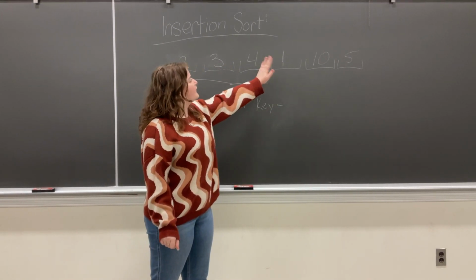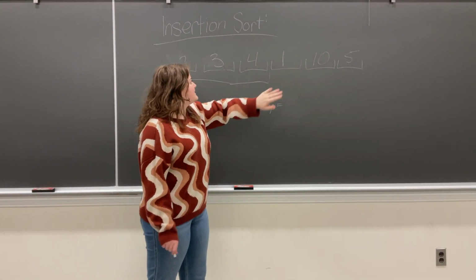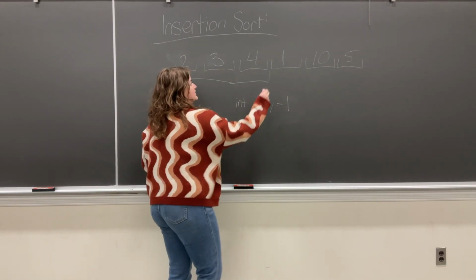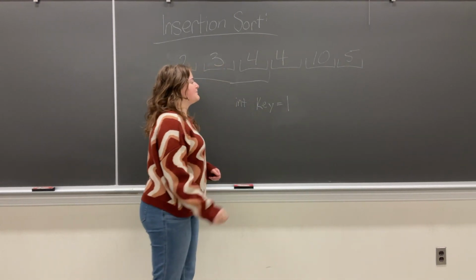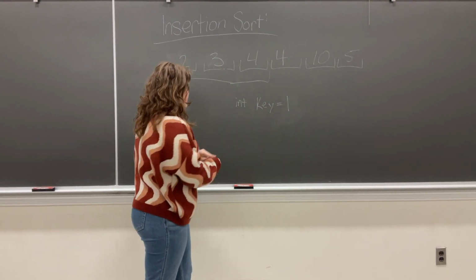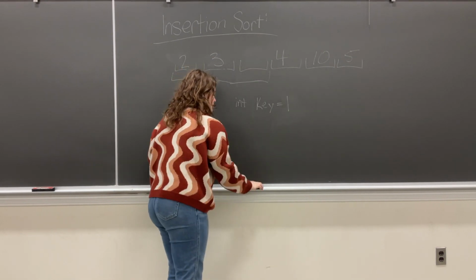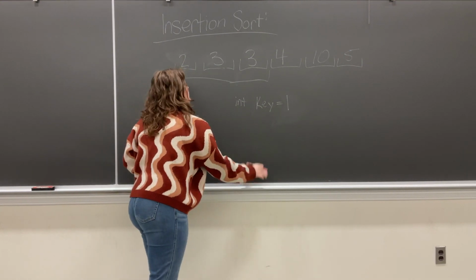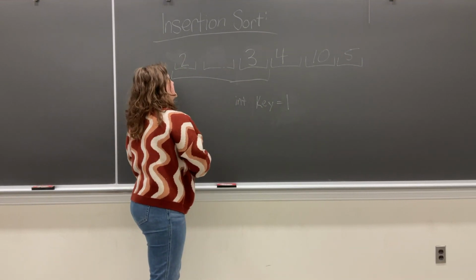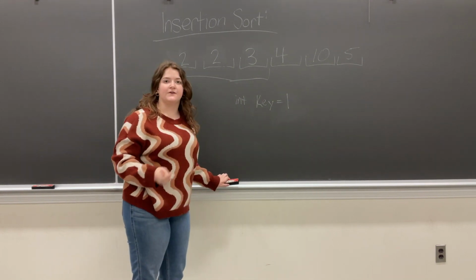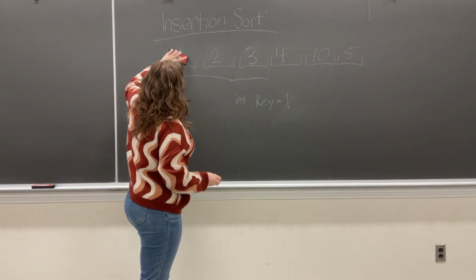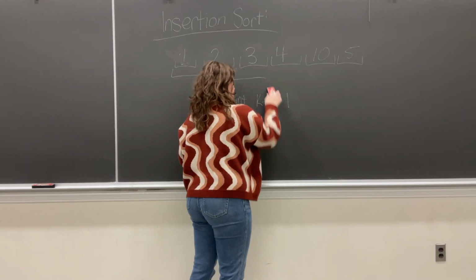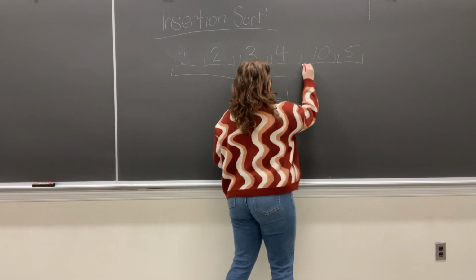Next, we look at the fourth element of the list, which is 1. We see 1 is less than 4, so we store 1 as the key value. We shift 4 over, and then we keep comparing. So 1 is less than 3, so we shift 3 over and keep comparing. And 2 is greater than 1, so we shift 2 over. And again, we've hit the beginning of the array, so we substitute the first value of the array with the key.